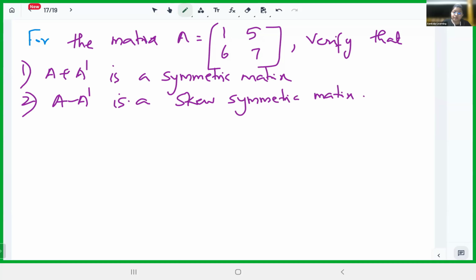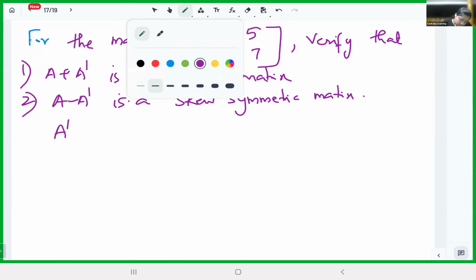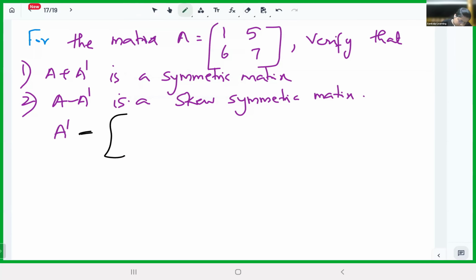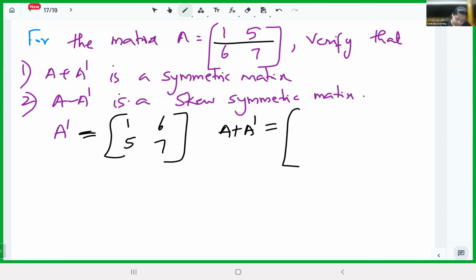So what is the peculiarity? You have been given the matrix A, right? So for that, first you have to find out the A transpose, right? So what is A transpose? A transpose is equal to, the first row is 1, 5. So make it a column. So you'll get the transpose, right? So 1, 5 is the column. Then 6, 7. A transpose is 1, 6, 5, 7. All right. Now, what is A plus A transpose? You have to add these two matrices, right?